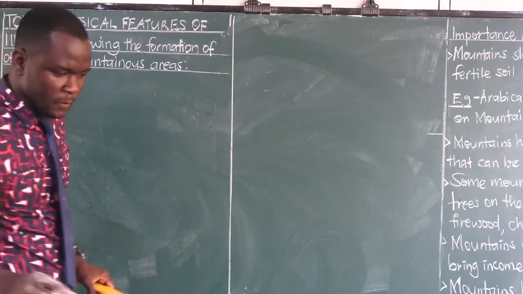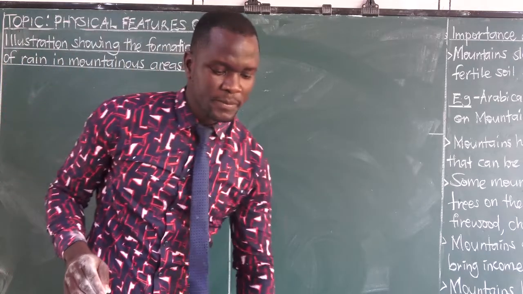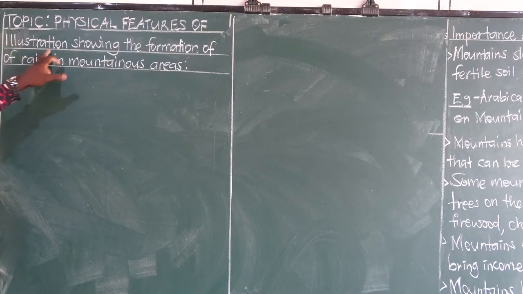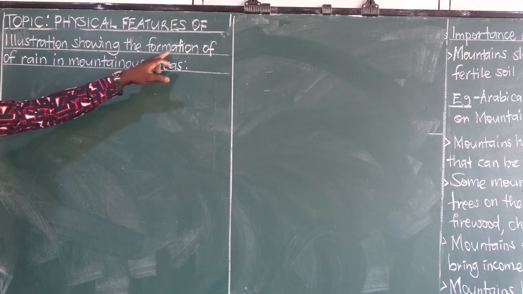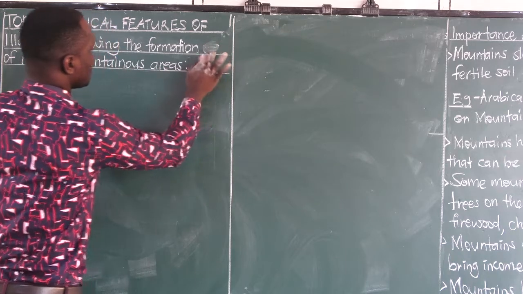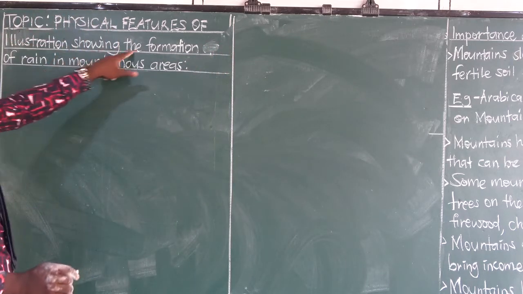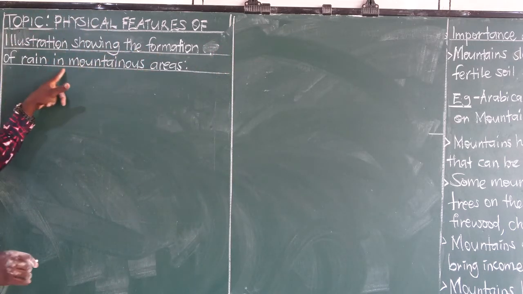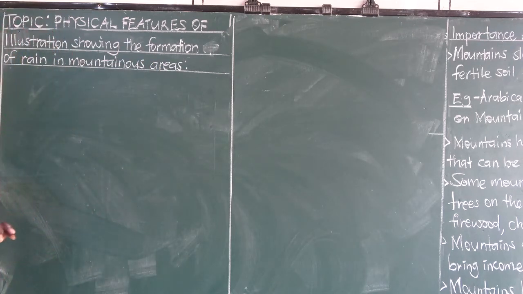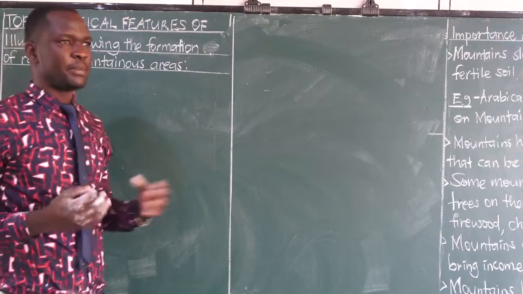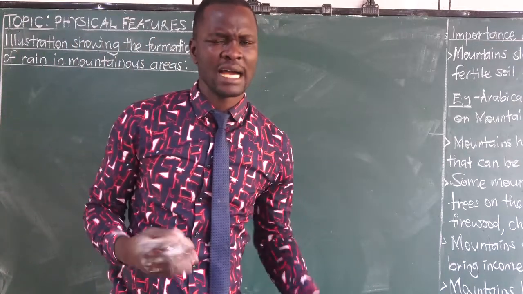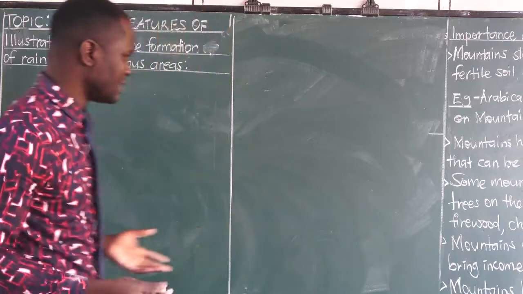Alright, so we are going to look at the illustration. That is how our words read. Illustration showing the formation of rain in mountainous areas. Which means we have said mountains help to modify the climate. That is, mountains help in rain formation. But how does it happen in mountainous areas?